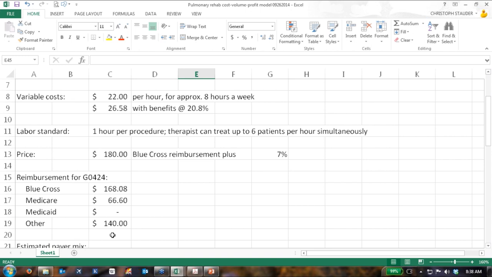This is a critical access hospital, so I knew the percentage of our charges that Medicare would reimburse. I knew that Medicaid would pay nothing, and I just simply estimated that all the other payers would pay about $140, although I have really no evidence for doing this in the short time that I had.